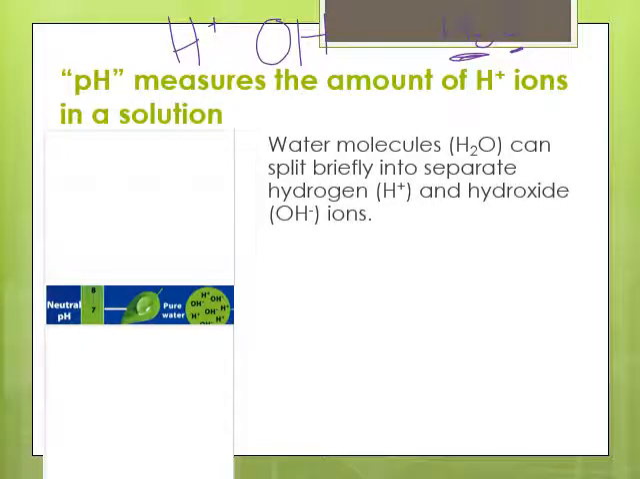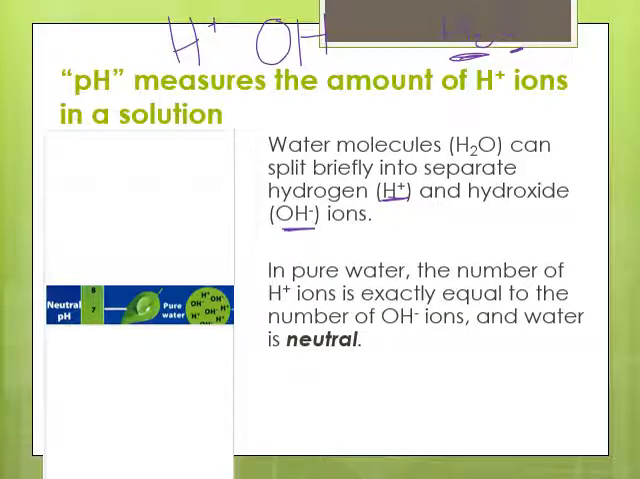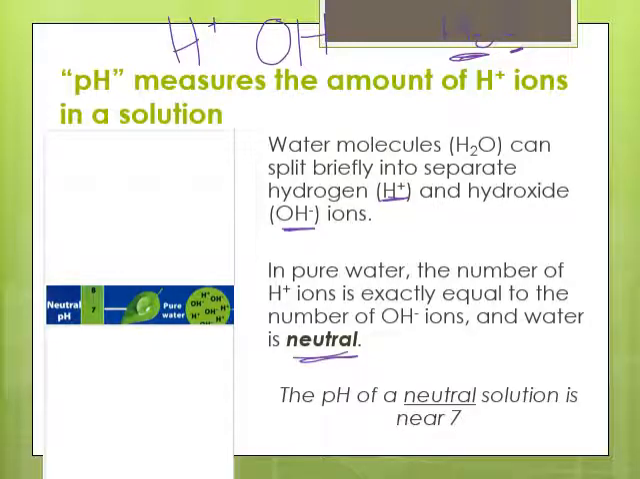So when we talk about pH, we're measuring the amount of hydrogen ions in a solution. So when we have water molecules, our H2O, they can split briefly into either hydrogen, H plus, or hydroxide, OH negative ions. So in pure water, the number of hydrogen ions is exactly equal to the number of hydroxide ions. So our water is what we call neutral. So water that's neutral is at a pH of just about 7. Okay, so 7 is our neutral.